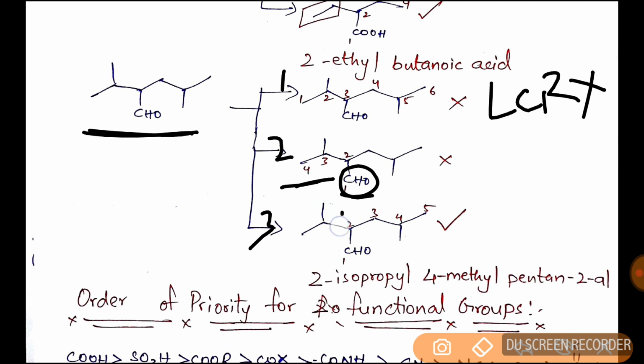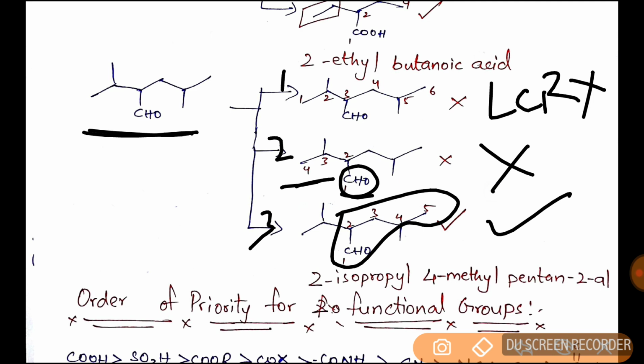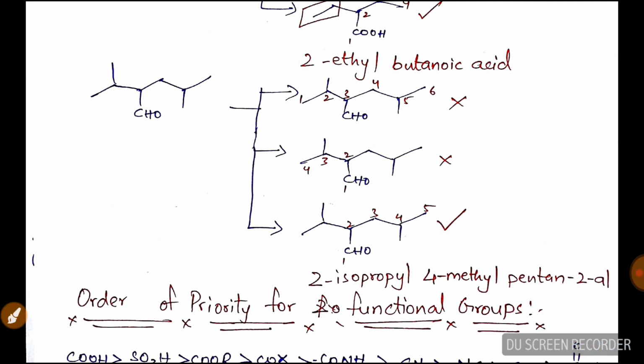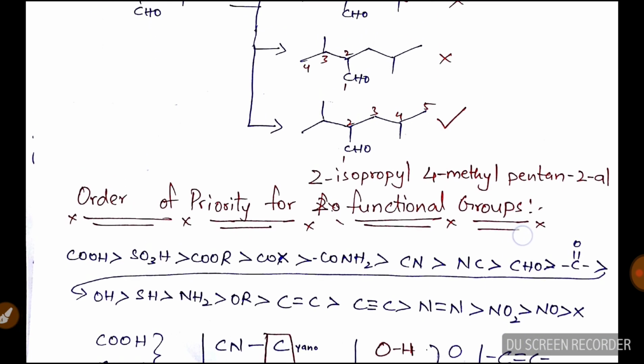The parent chain having more number of carbons should be considered, guys. So this is the correct one and this is the wrong one. And I have given this nomenclature, the IUPAC name, below it. So please note down.